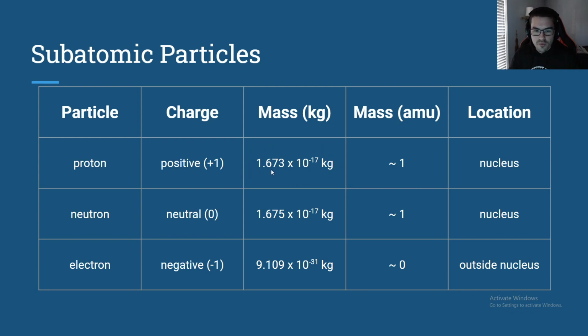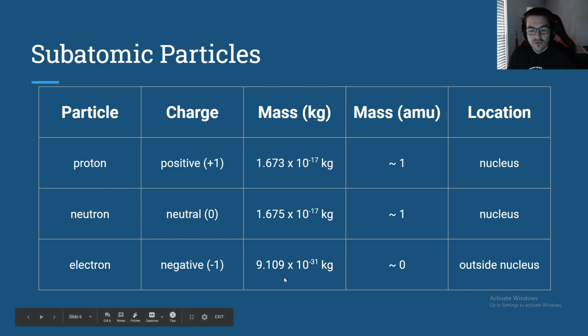Protons weigh 1.67 times 10 to the negative 27 kilograms. What this means is that you could write 0. and then 26 zeros and then 1673. Like, that's how many kilograms. Very, very small, okay? Neutrons are essentially the same mass as protons. Electrons are even smaller, okay? So this is 9.109 times 10 to the negative 31.